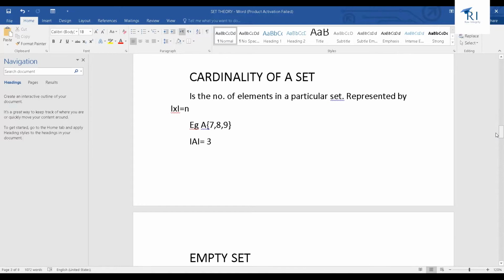Now cardinality of a set. So simple. It's just the number of the elements in the particular set. And it's represented by this symbol here, right?